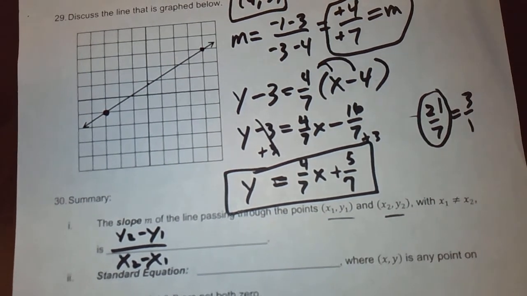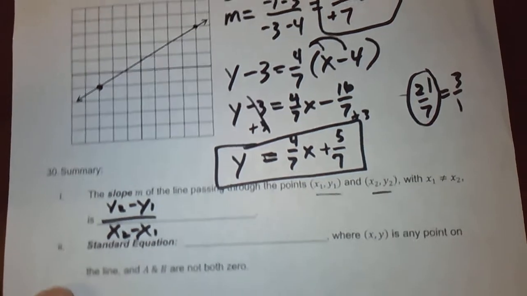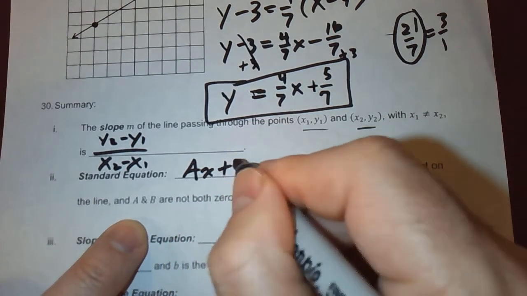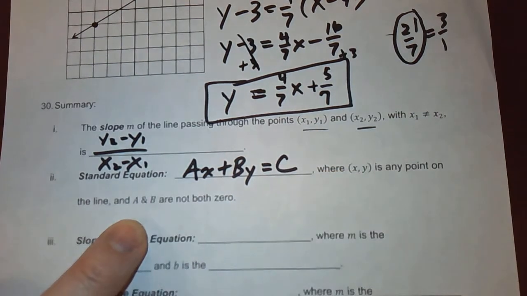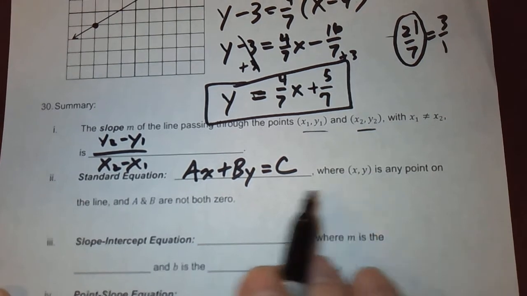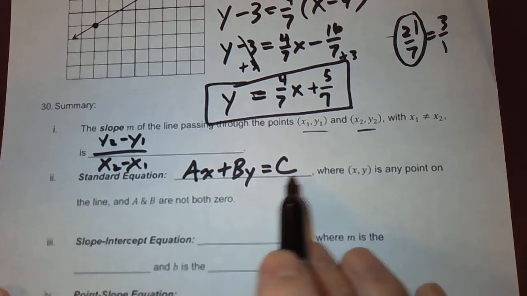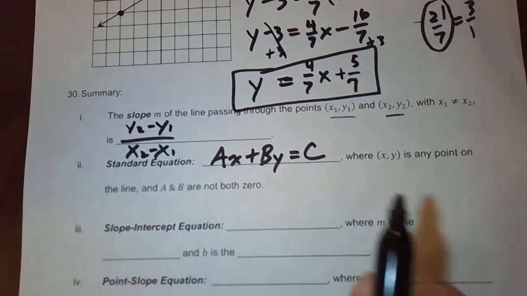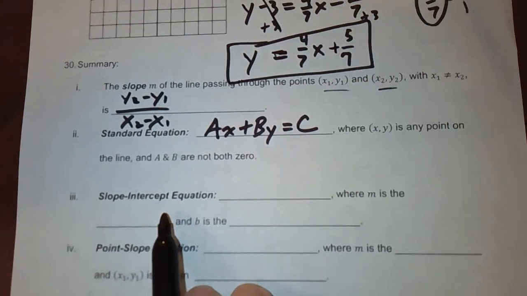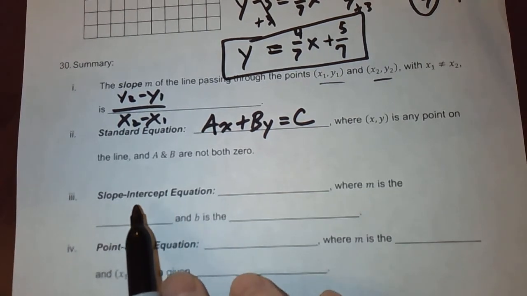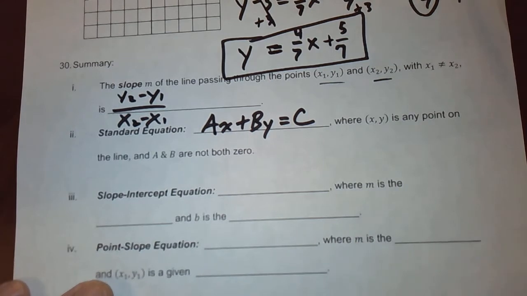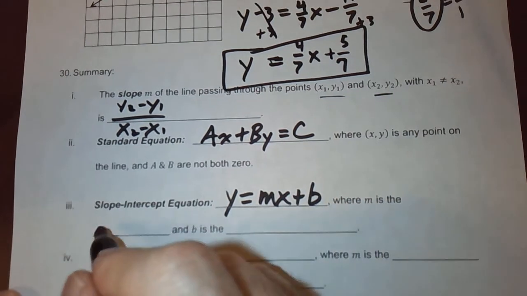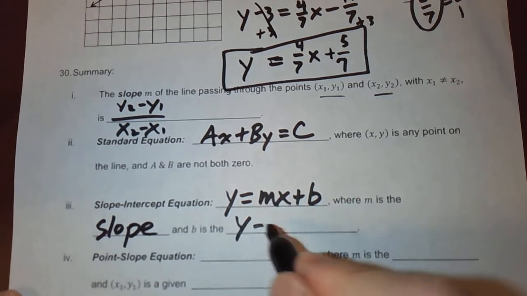The standard equation. This I didn't really talk about too much. It's my least favorite form for the equation of a line, but it is simply a times x plus b times y equals c. And you actually could put the c on the left-hand side, do what's necessary to get a 0 on the right, but this is typically the way we write the standard equation. So the one we're going to use most commonly probably is slope-intercept. So the slope-intercept is y equals mx plus b, where m is the slope and b is the y-intercept.